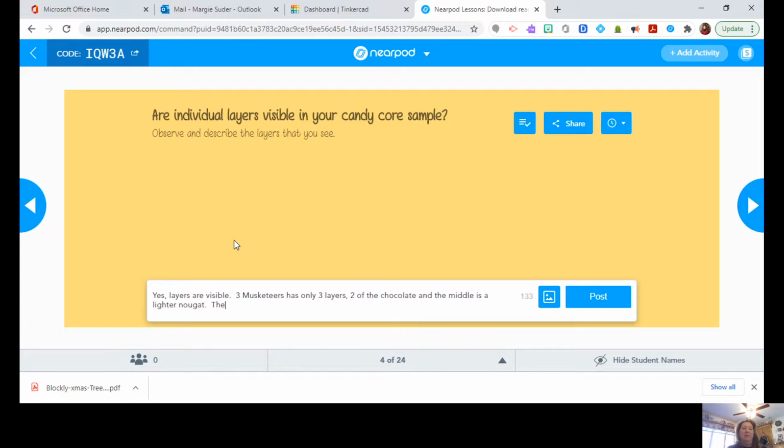Okay, Milky Way. I'm going to take a look at it again. Let's take a look at my Milky Way.